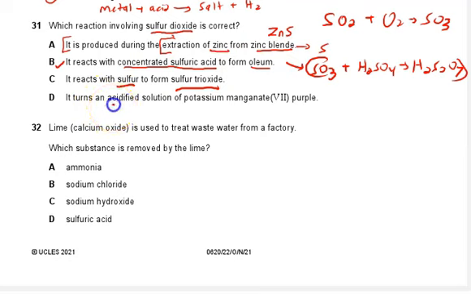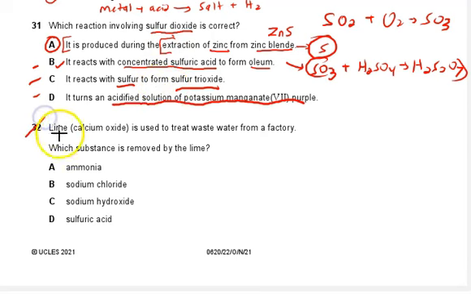It turns acidified potassium manganate solution purple. So all the processes here, B, C, D, will produce sulfur dioxide. So they have the relation of sulfur dioxide, except for A, because extraction of zinc from zinc blende only produces sulfur, not sulfur dioxide.